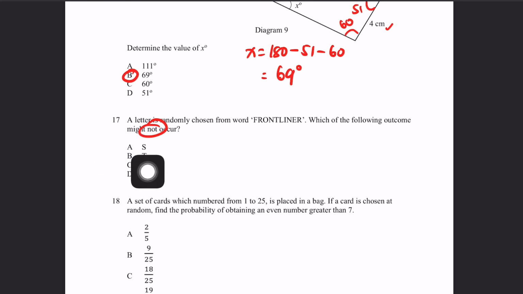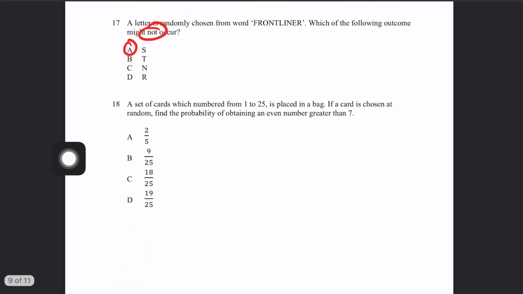Okay, sekarang kita tengok S. Ada S tak dalam ni? Tak ada kan? So S tak ada dalam frontliner. So sememangnya tak akan berlaku. So itulah jawapan kita A. Kalau T ada T, over here T, N, R, R. So for T and R it might occur, but for S it might not occur because the letter S itself does not exist in the word frontliner. Boleh?